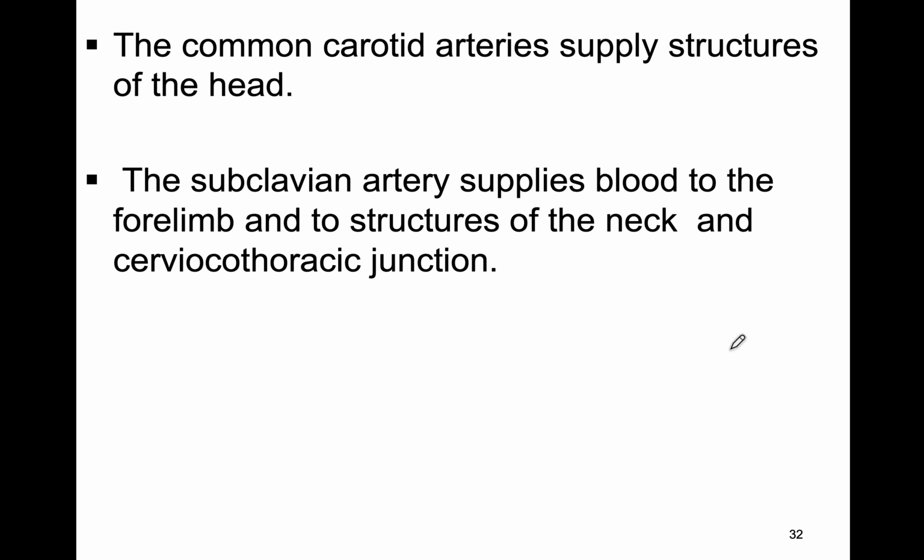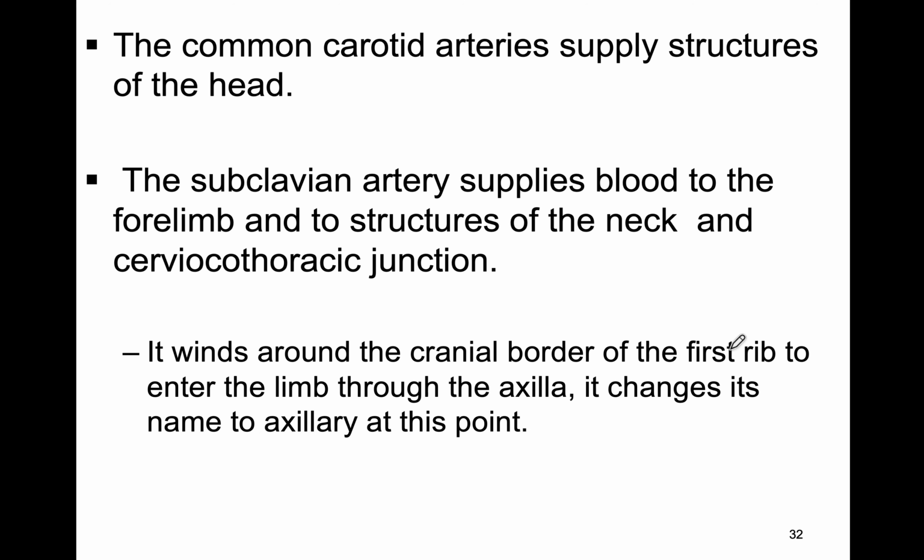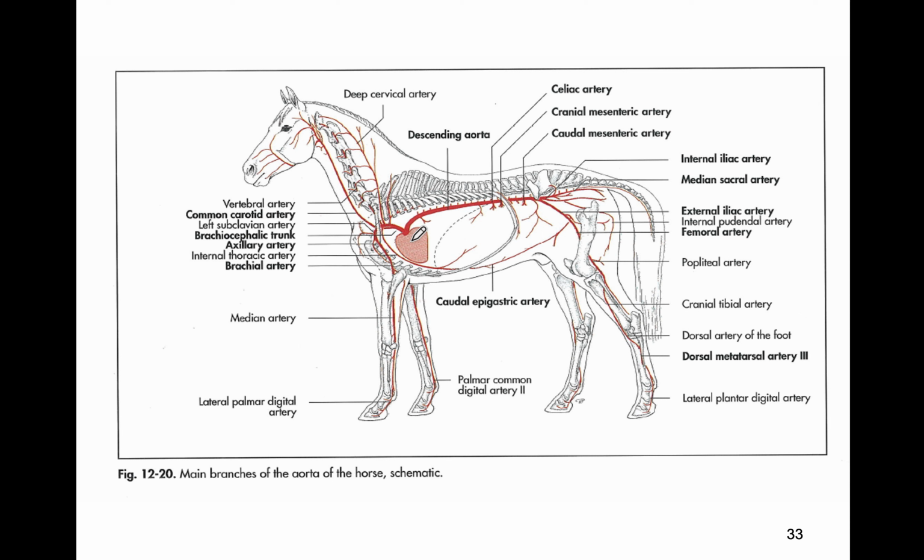So the blood supply of the head is usually through the common carotid artery. For the forelimb, it will usually be through the subclavian artery, and usually this artery inside the thorax is called subclavian. Once it exits the thoracic cavity and bends around the first rib, it will be called the axillary, and the blood supply will be through the axillary for both forelimbs. So this is the artery, and we can see here this is the carotid, and this is the subclavian, and this area here the name is changed to axillary. This is the thoracic aorta, and this is the abdominal, and this is the external iliac, which is going to supply the hind limb.